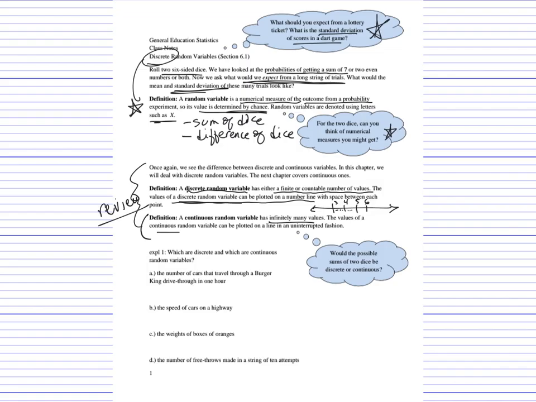A continuous random variable, on the other hand, has infinitely many values. The values of a continuous random variable can be plotted on a number line in an uninterrupted fashion. So a continuous random variable could not just take the integer values 3, 4, 5, and 6, but could take any of those values in between.